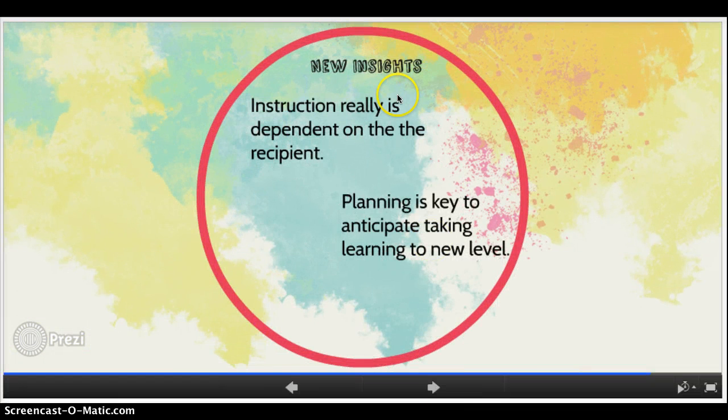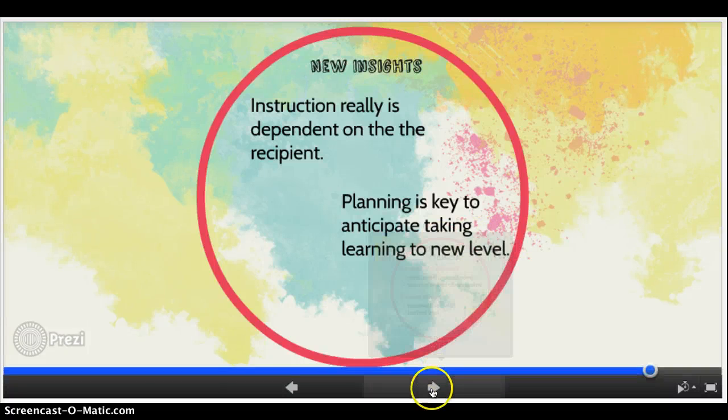Finally, I feel like instruction really is dependent on who is receiving it. You can have a lesson and really feel like it's a great one, but notice that it's either too low or even too high for the student. Also, planning is key to knowing, okay, if this happens, what can I do next? If this doesn't happen, then what can I do next? I feel like these are the two main takeaways from this lesson that I did.